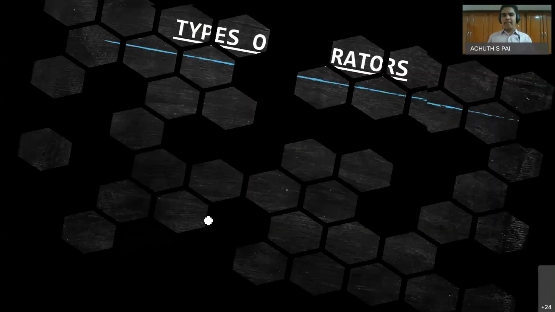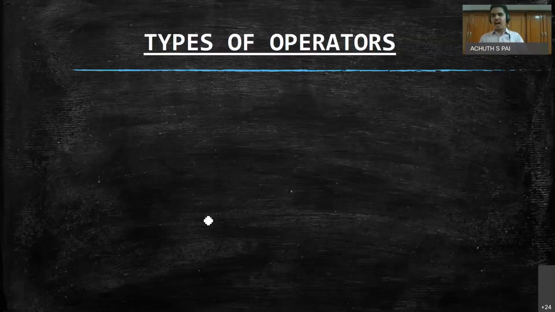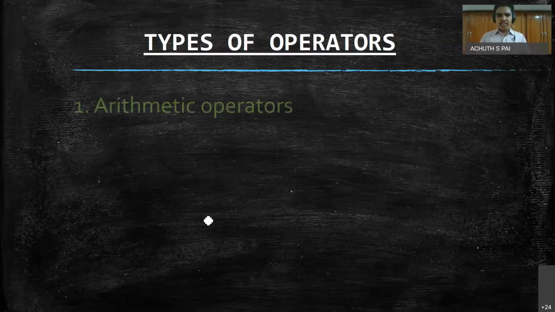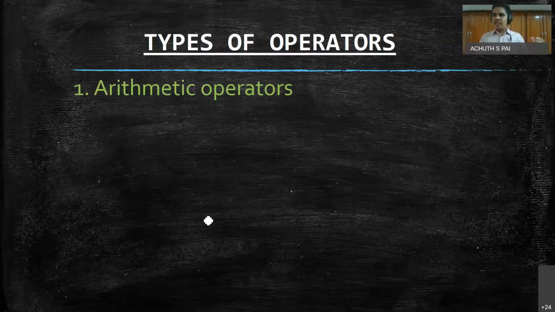There are 7 types of operators. First, let us see which are they, and later we will go in detail to a few of them. First, arithmetic operators. From the name you can understand they are used to perform some calculations. We'll come to that in detail.